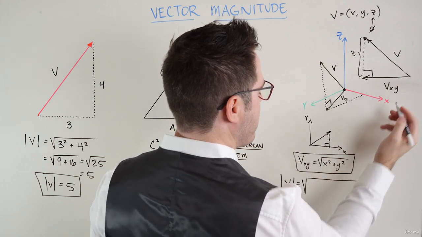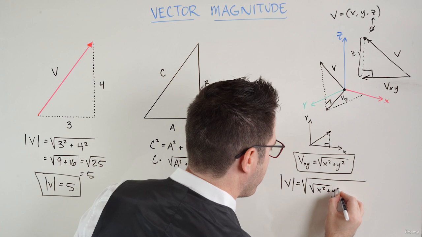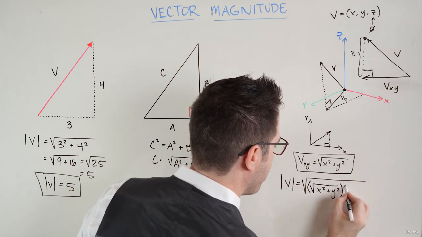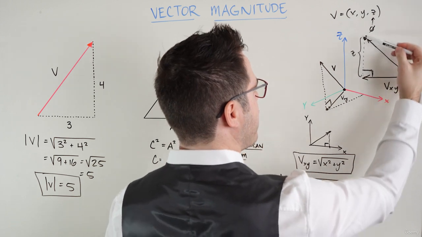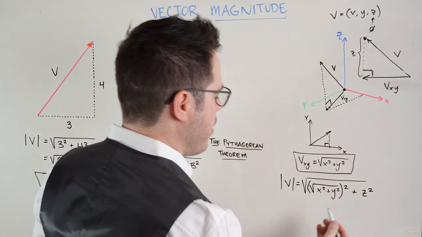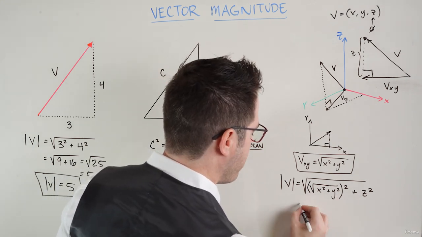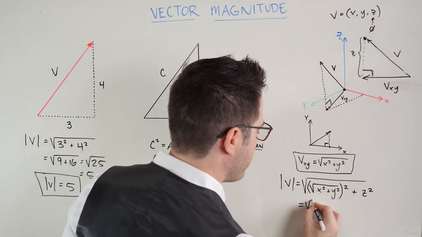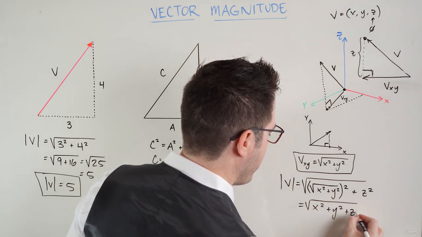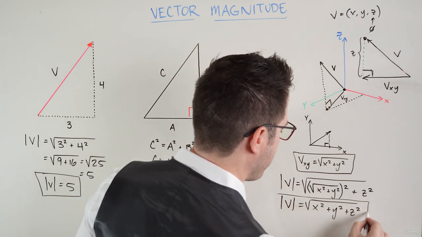We know this length, v sub xy, it's the square root of x squared plus y squared. So that's the length. We're going to square that. And we know this length, it's simply z. So we have z squared. And the square root of x squared plus y squared, squared, is simply x squared plus y squared. So this simplifies to the square root of x squared plus y squared plus z squared. That is the magnitude of vector v.